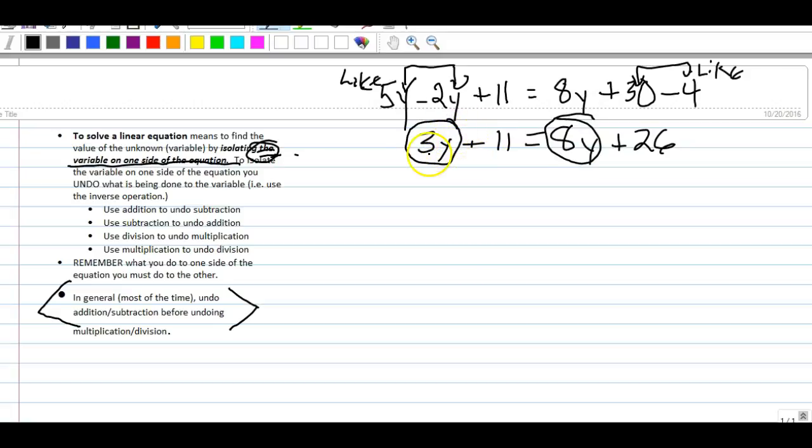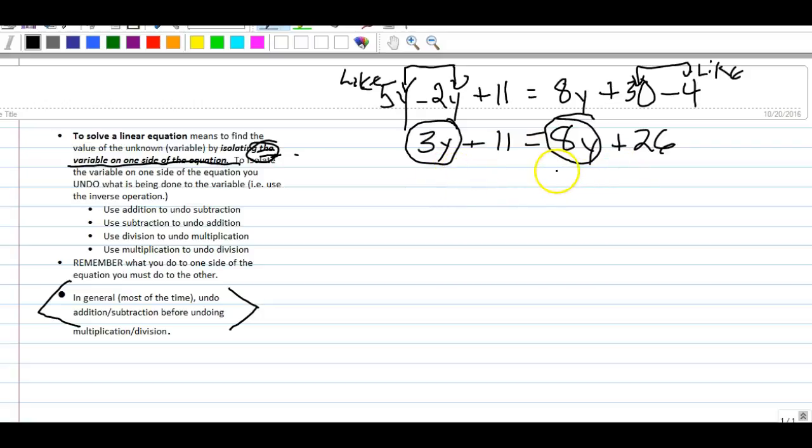When I gave you the instructions for solving linear equations, I said isolate the variable, meaning one variable on one side of the equation. Well, I can't isolate one variable on one side of the equation if I have a variable on both, unless I eliminate one of those variables. So I need to eliminate either the 8y or the 3y by subtracting or adding it out.